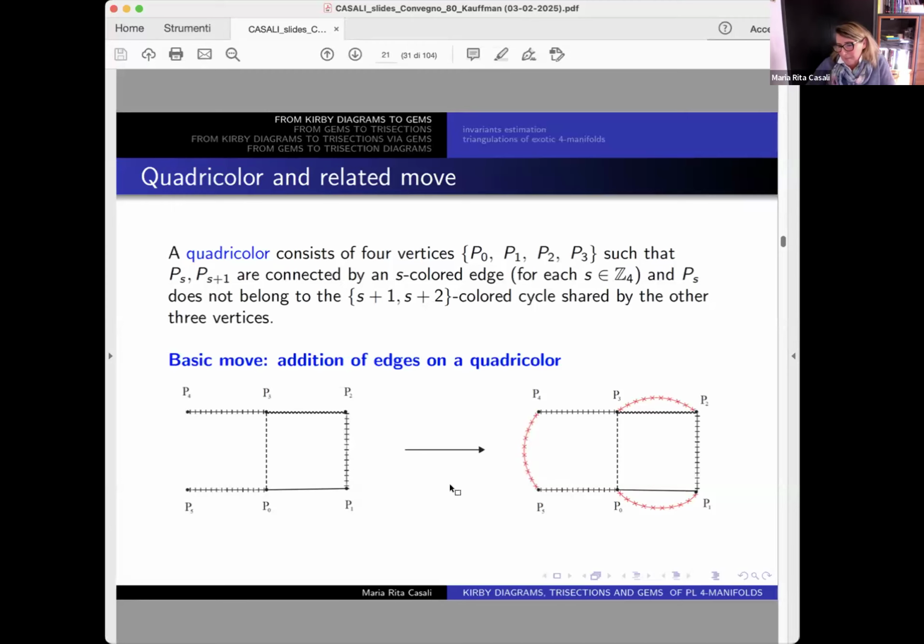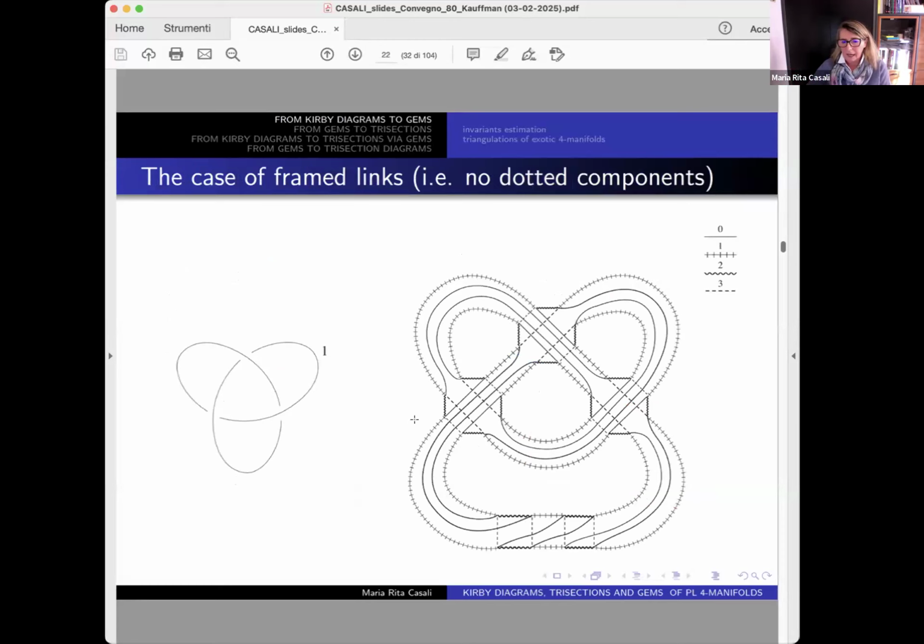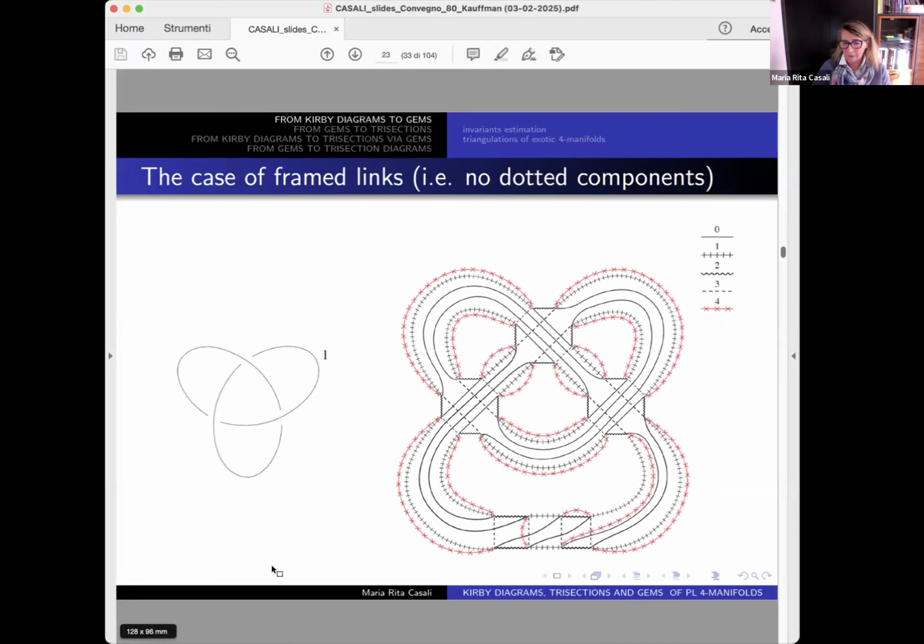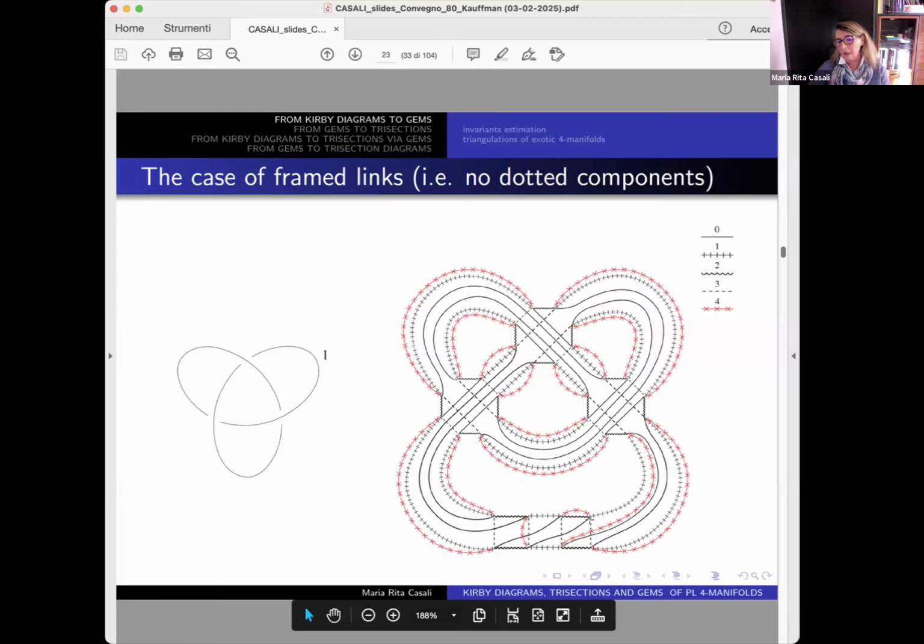When dotted components are missing, this is all we have to know, because once the 4-color graph of step 0 has been drawn, the edges of the additional color 4, or red in the picture, are added by doubling the 1-colored ones everywhere, except for the triad of 4-colored edges concerning the vertices of the quadricolor for each framed component, in the way we have already seen.